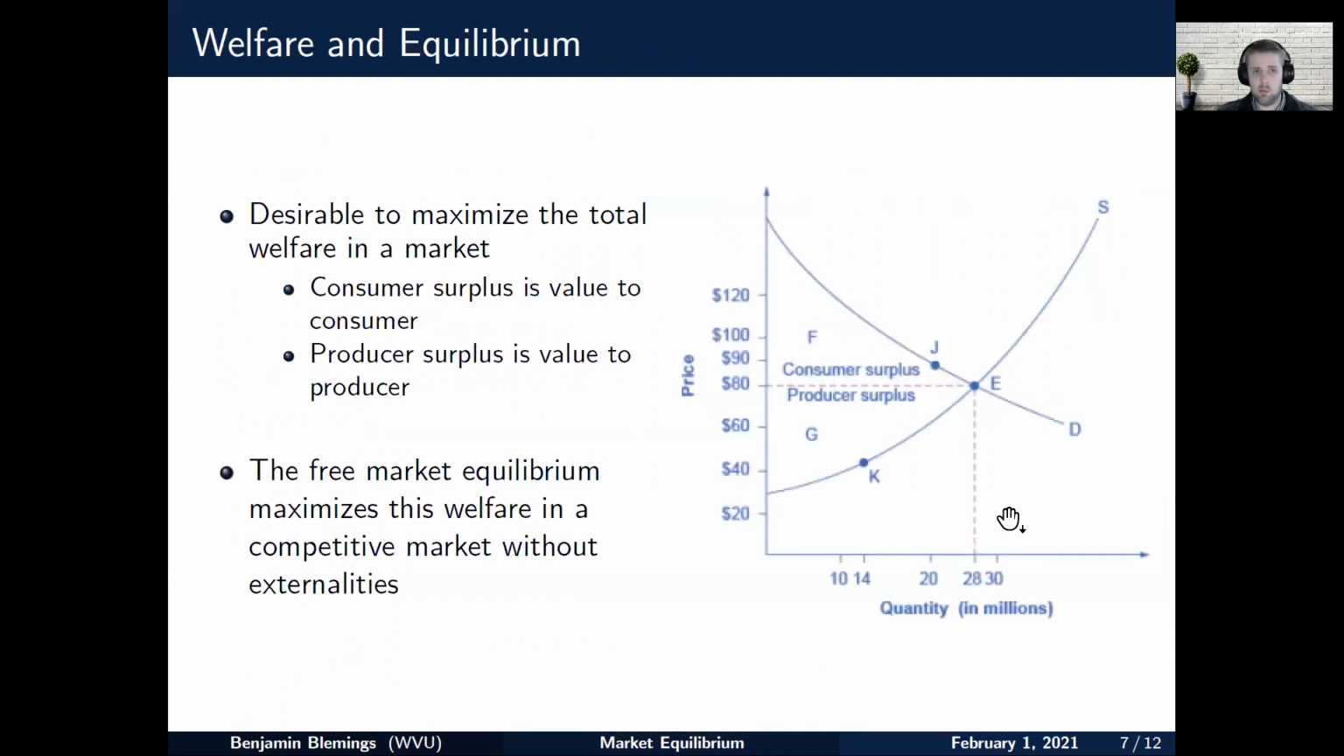So welfare and equilibrium. It's a desire to maximize this kind of triangle looking thing. It would be a triangle if these curves were straight. And something that we view as an efficient and desirable outcome in economics is for this area to be as large as possible. And so what's important to note is that when we reach this equilibrium E point, in a competitive market without externalities, this will maximize the total amount of consumer and producer surplus, or total welfare in this case.